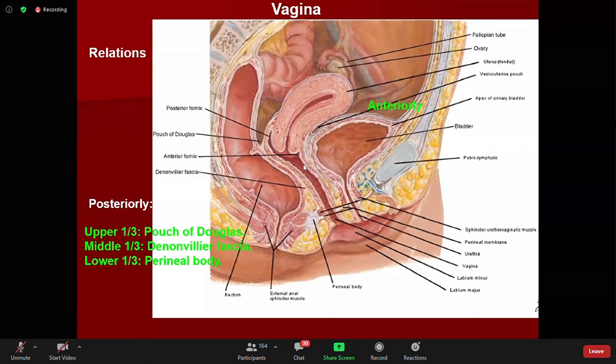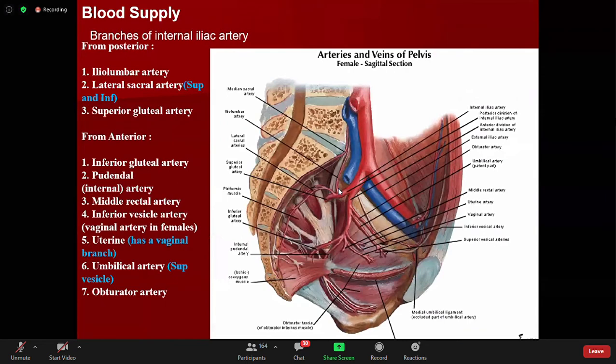So this is the vagina. Posteriorly, you have the perineal body, and then you have the rectum, and then you have the pouch of Douglas. Anterior to the vagina, you will have the urethra and the bladder. Now, blood supply to all organs in the pelvis will come from what?